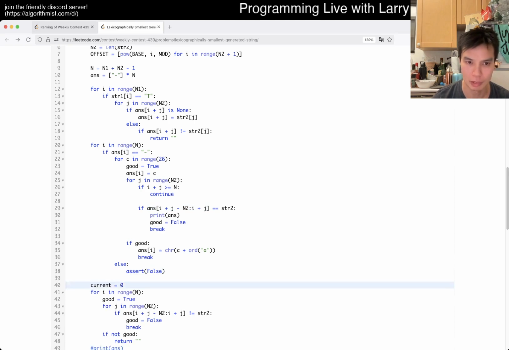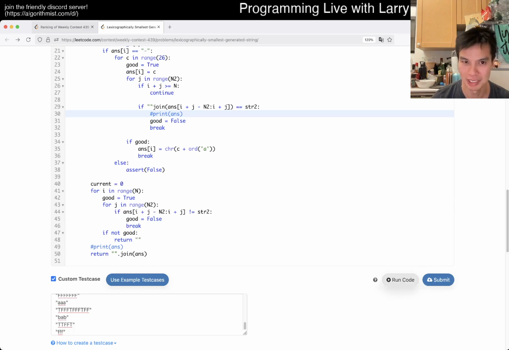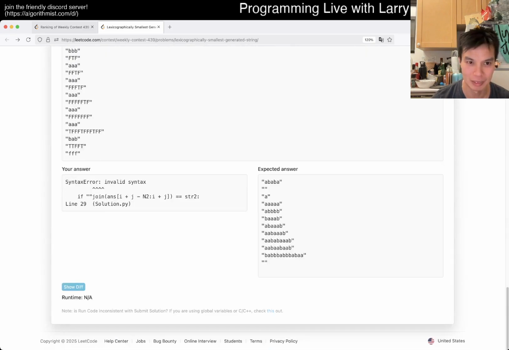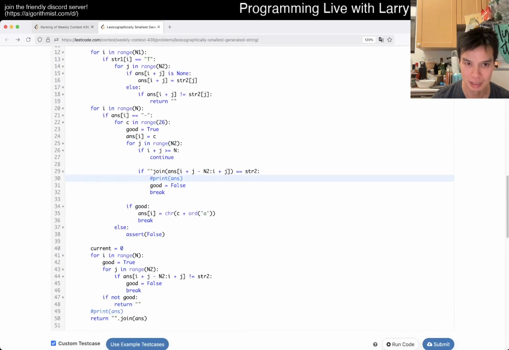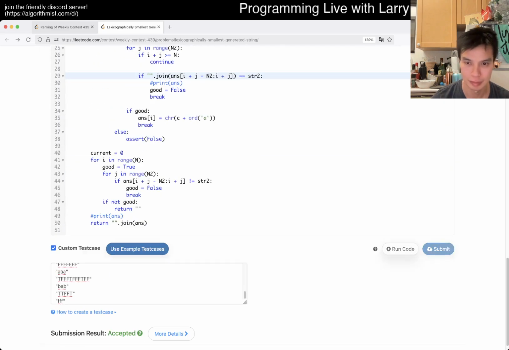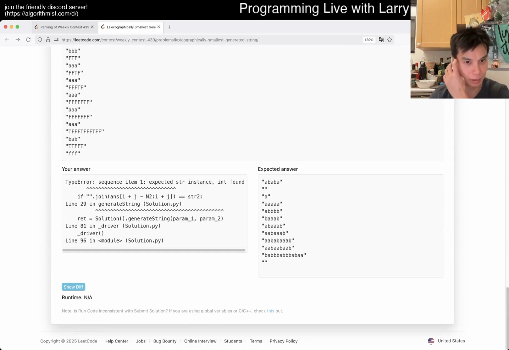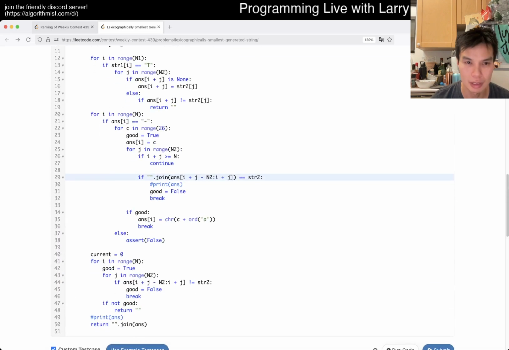Oh, I forgot to convert this to a string, so that's why. I actually was thinking about it, I just forgot. Invalid syntax. Expected string, int added. Oh, we want this thing.